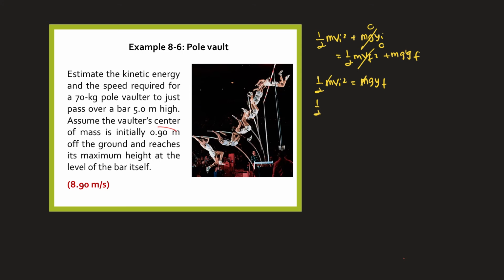So you're going to get 1 over 2 vi square equals 9.81 times, because the center of mass is initially 0.90 from the ground, 4.10. So you are going to get your answer as the square root of 4.10 times 9.81 times 2. So the answer is going to be 8.97 meter per second. Okay, so this is going to be the answer. Very easy.